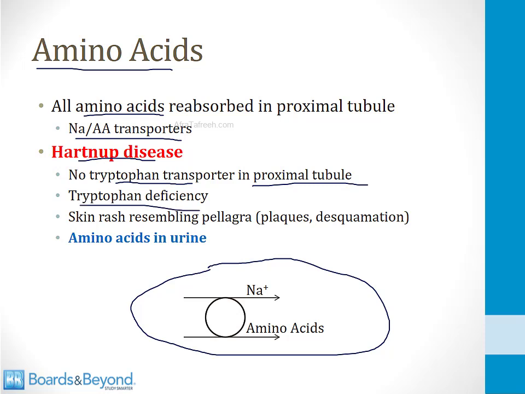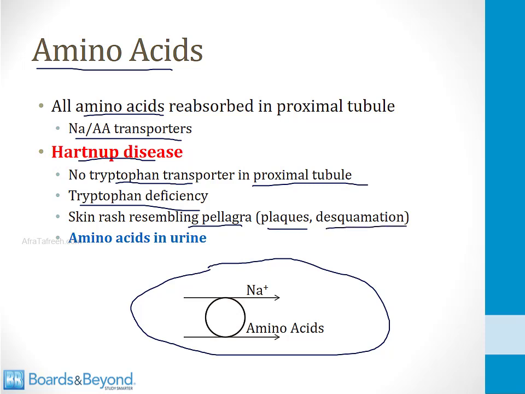deficiency. Tryptophan is an amino acid used to synthesize the vitamin niacin, so children deficient in tryptophan from Hartnup disease will develop niacin deficiency, and niacin deficiency has a skin rash associated with it called pellagra. Pellagra consists of plaques on the skin and desquamation.